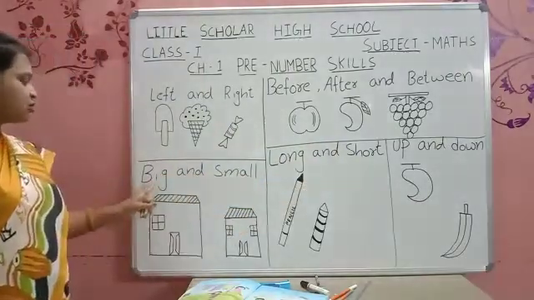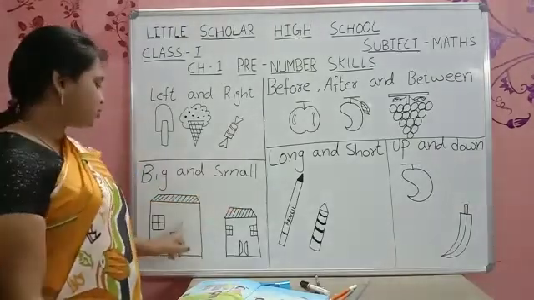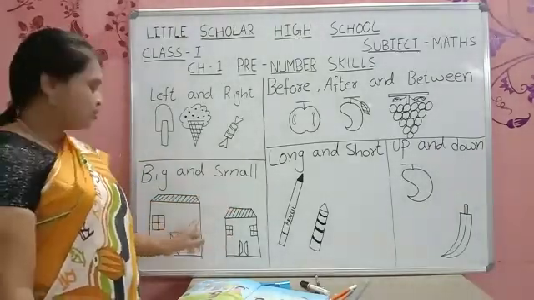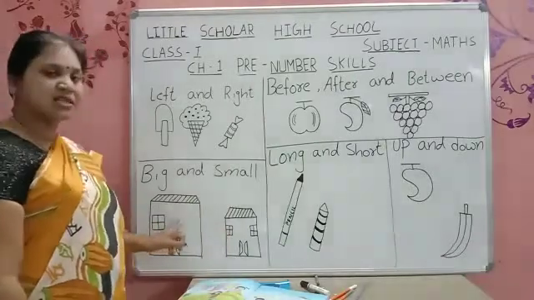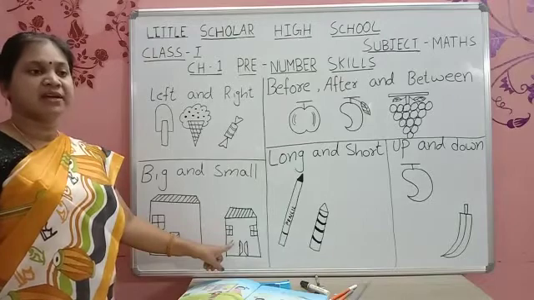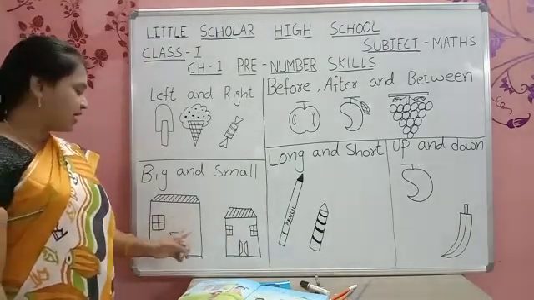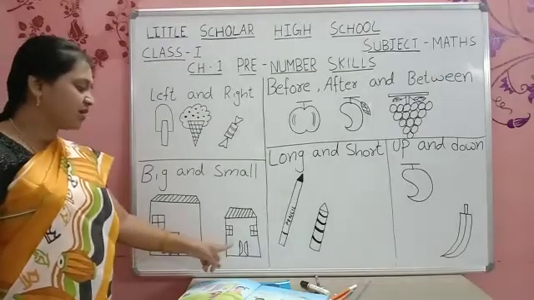Next we will go to the next one. Big and small. Here you can see two houses. One house is big and the other one is small. So we can compare things by looking at them. Like this house is big and this one is small.